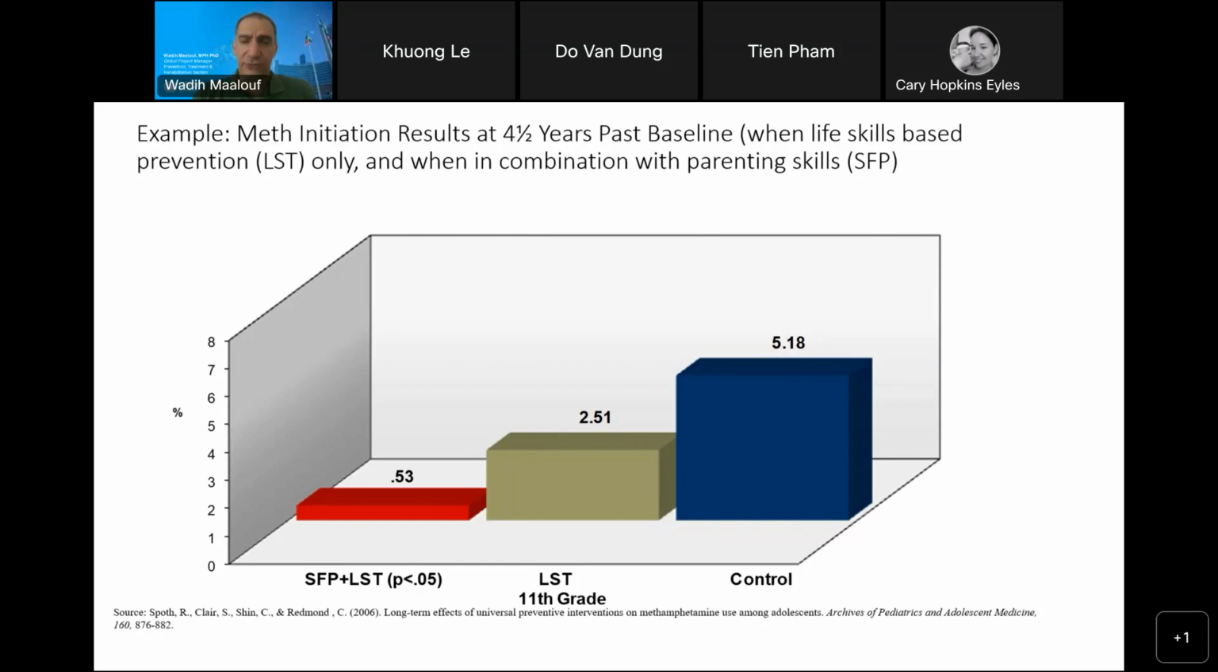But when family skills and life skills are combined together, you see how multiplicative the effect is. Only 0.5% of the kids have used that substance afterward.